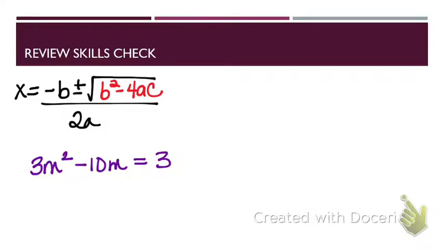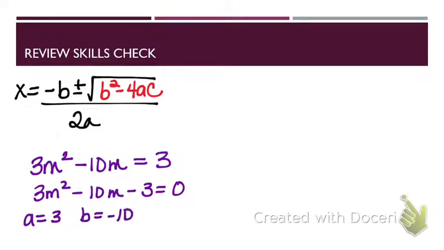Just like factoring with the quadratic formula, you want to start by setting it equal to 0. So you should have 3m squared minus 10m minus 3 equals 0. I always start off with the, this is called the discriminant. So in this quadratic, a is 3, b is -10, and c is -3.